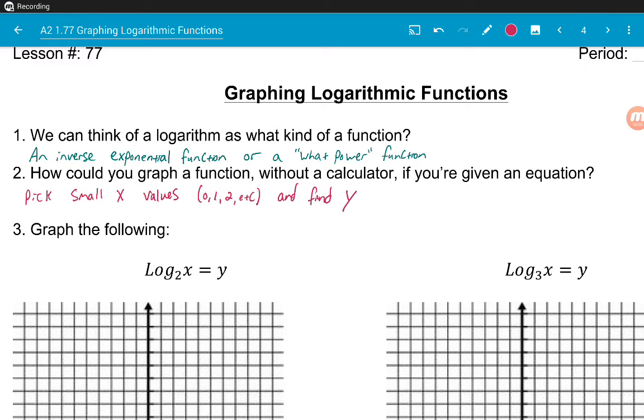Okay, here's a wrap-up of Lesson 77, Graphing Logarithmic Functions. This is a short lesson, it was a half day. A couple of notes to take on here, though.